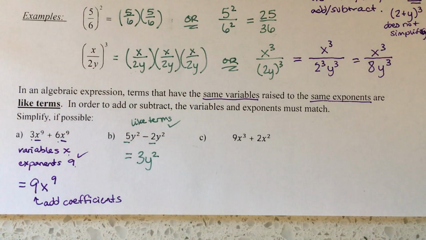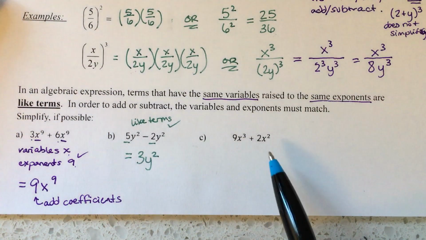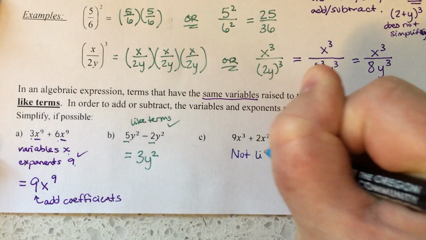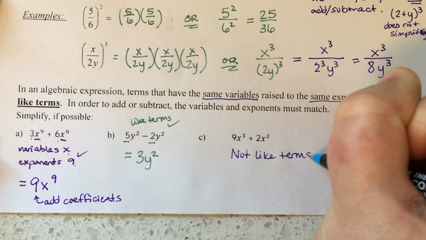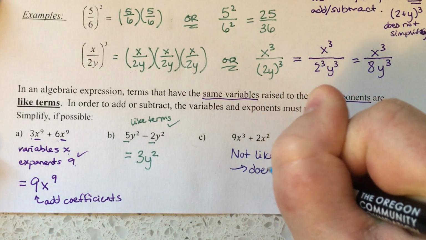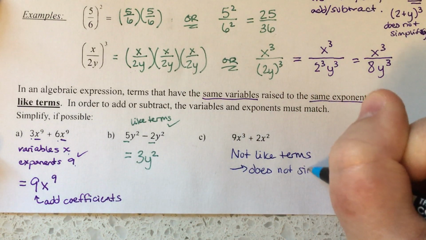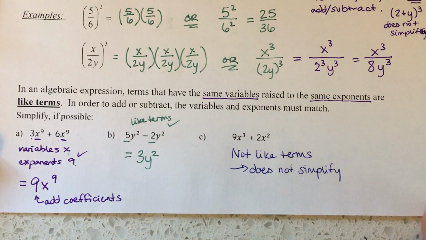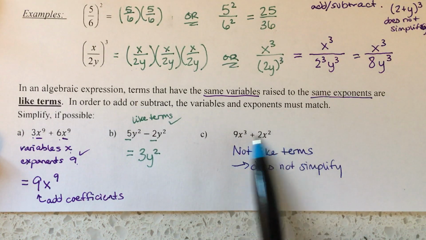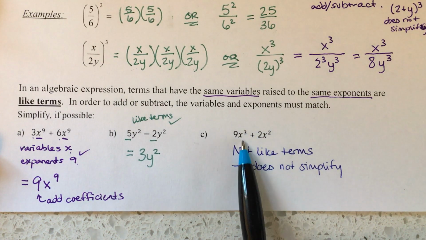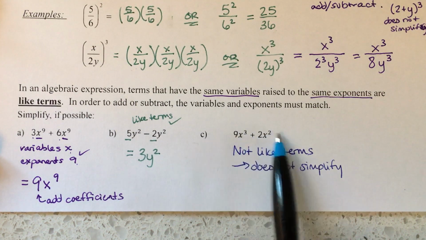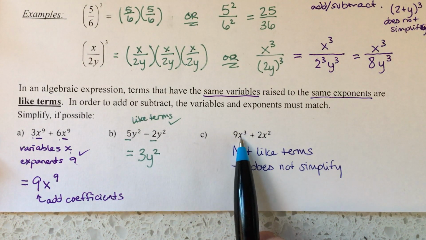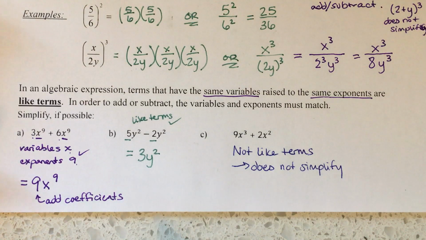Last example, 9x cubed plus 2x squared. These are not like terms, which means that it does not simplify. Addition and subtraction is very particular. We cannot add or subtract unless the pieces are exactly alike, meaning same variables and same exponents. The numbers out front don't have to be the same, but the base and the exponent do in order to add or subtract.